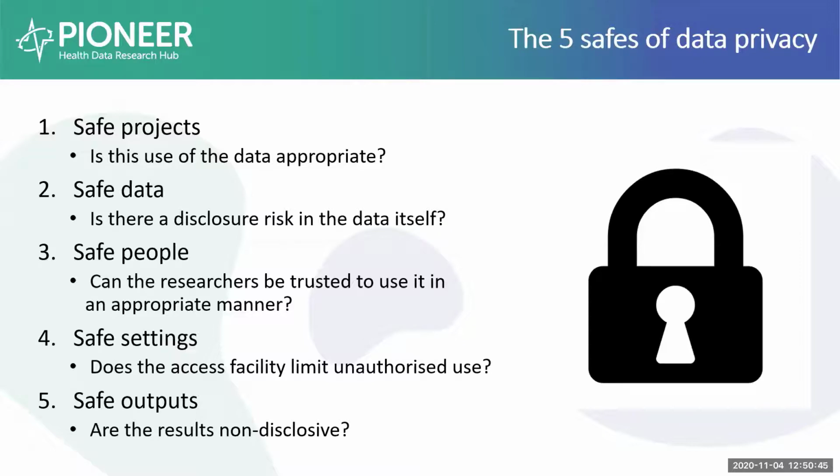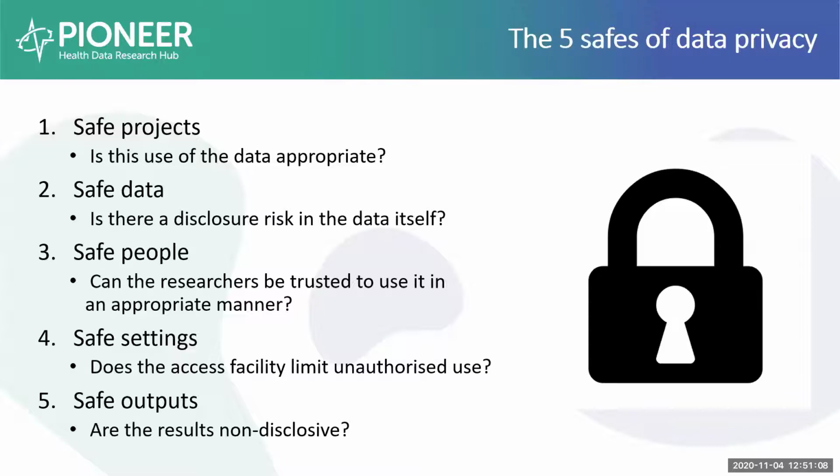Okay. And then finally, again, very specific to research, those safe outputs. So the purpose of research is to provide knowledge, which is often put in the public domain. That's the whole purpose of publications from researchers. But when people put that information in the public domain, we want to make sure absolutely that that's not going to be identifiable to an individual. We're not going to be able to find an individual from that data set.